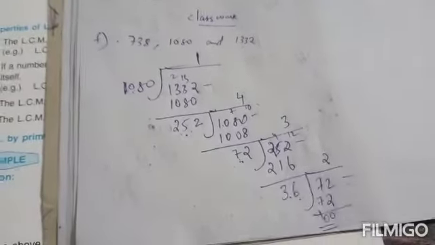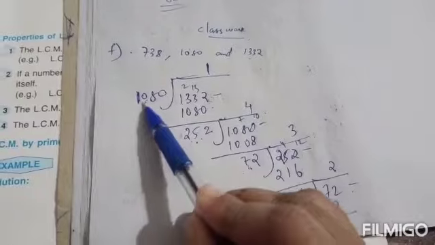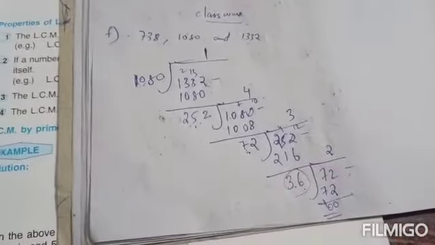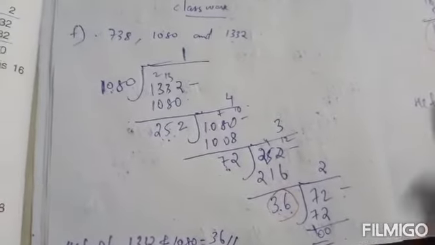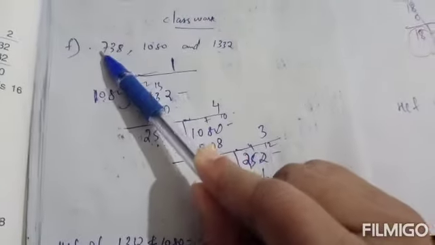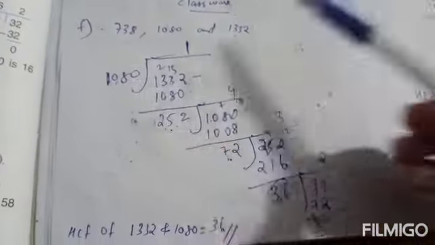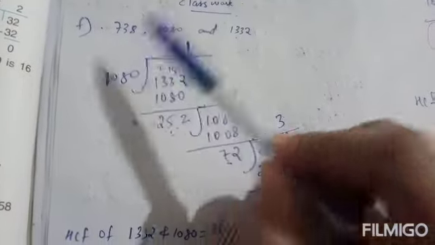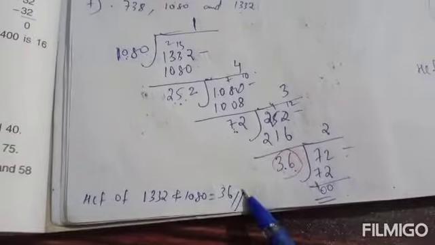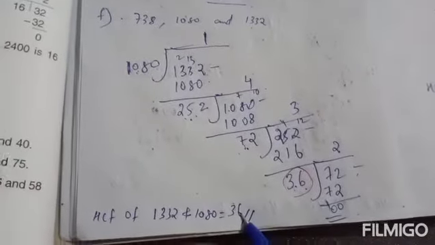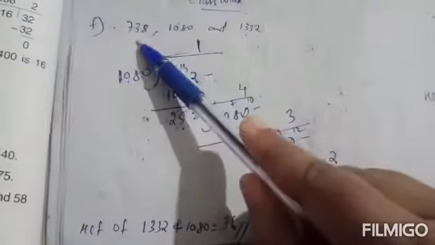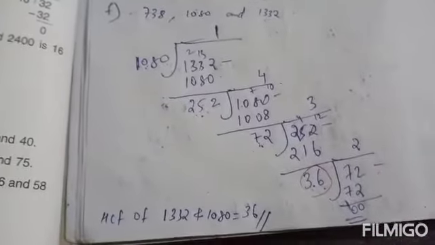Therefore, here HCF of 1332 and 1080, we got 36. Okay. Now next step is to find the HCF with the smallest number. Among these three numbers, what is the smallest number? 738. So find the HCF of 738 and the HCF we got in the last step. So here we got HCF 36. So find the HCF of 738 and 36.